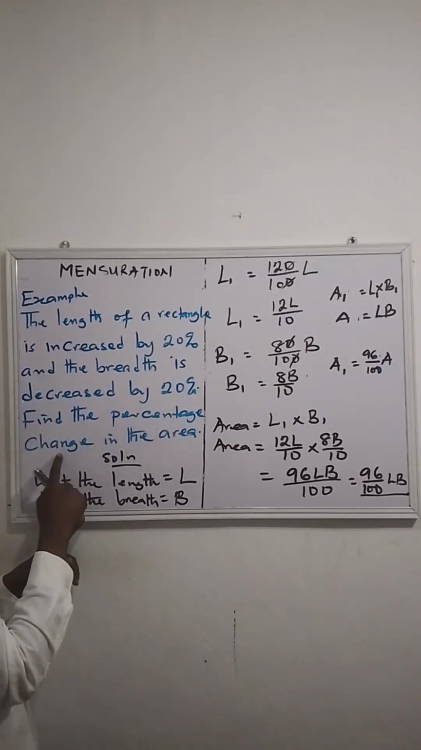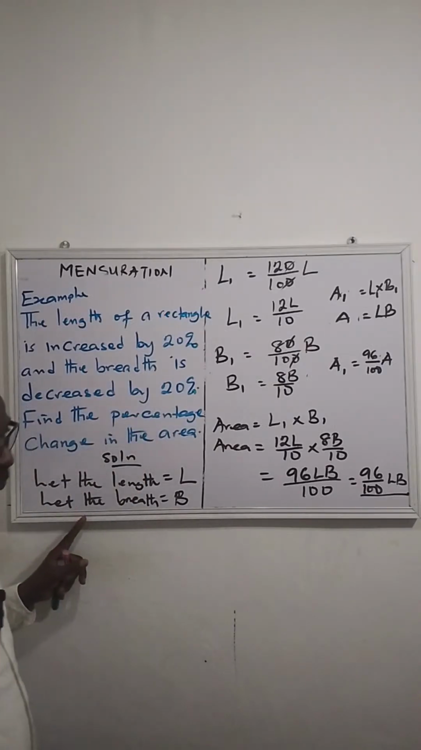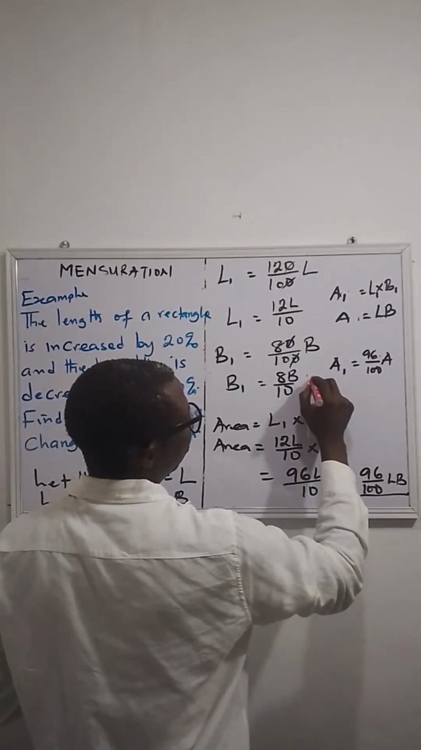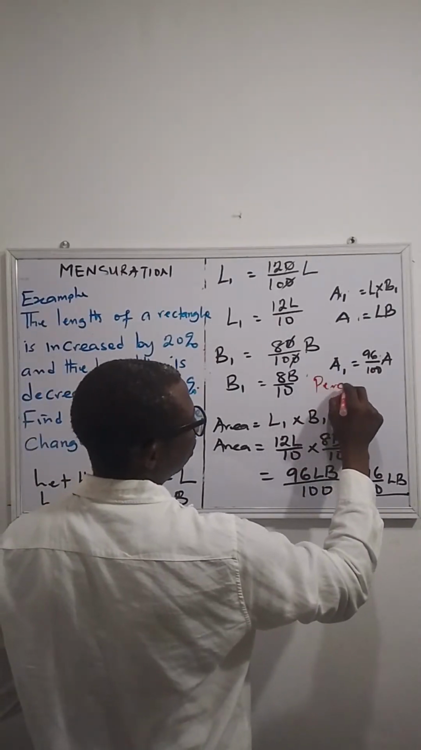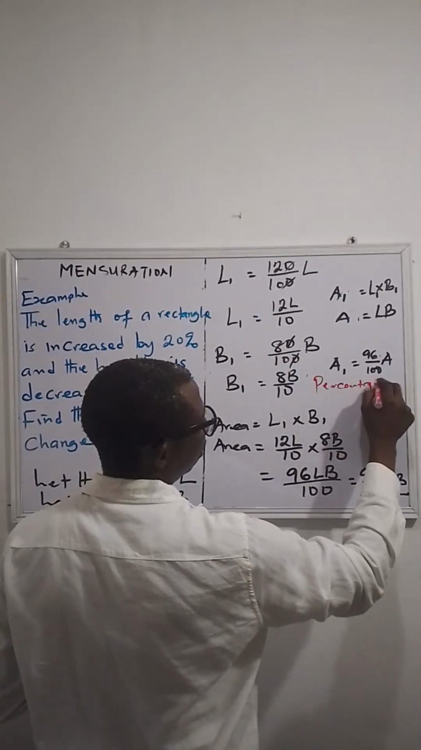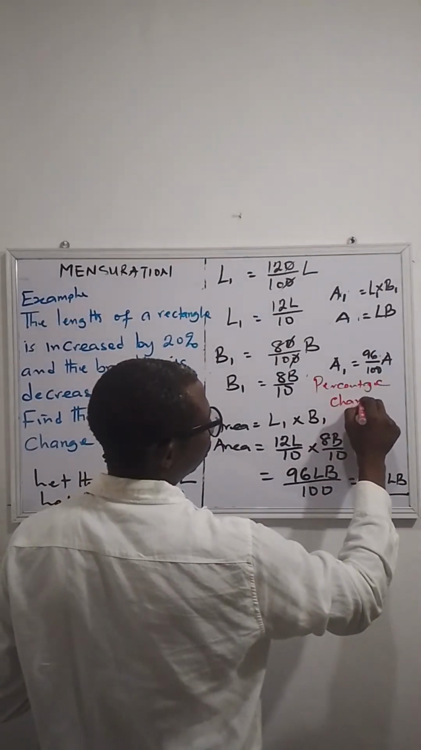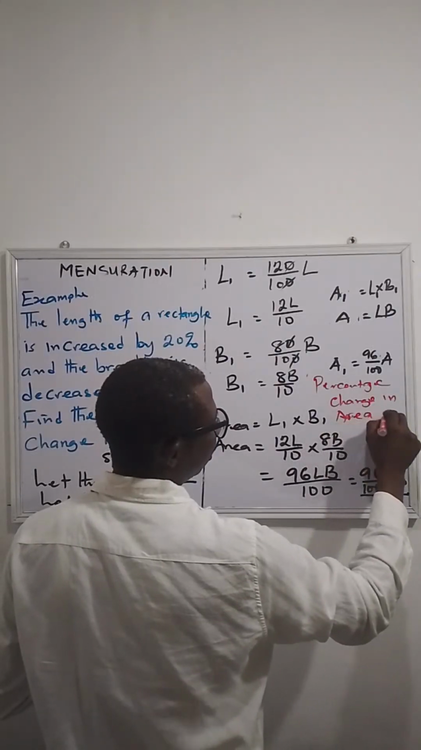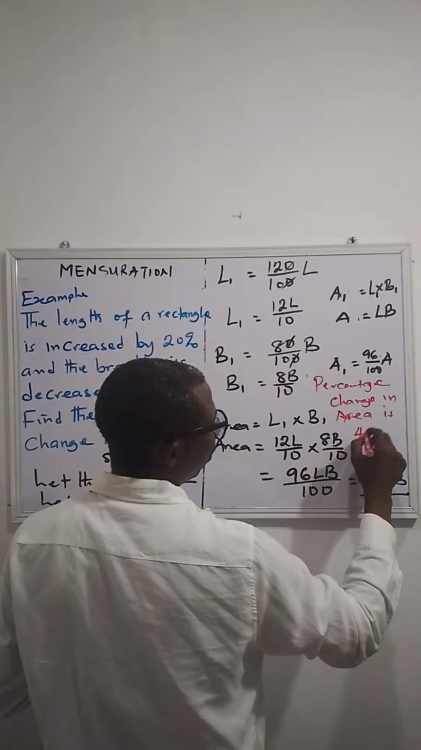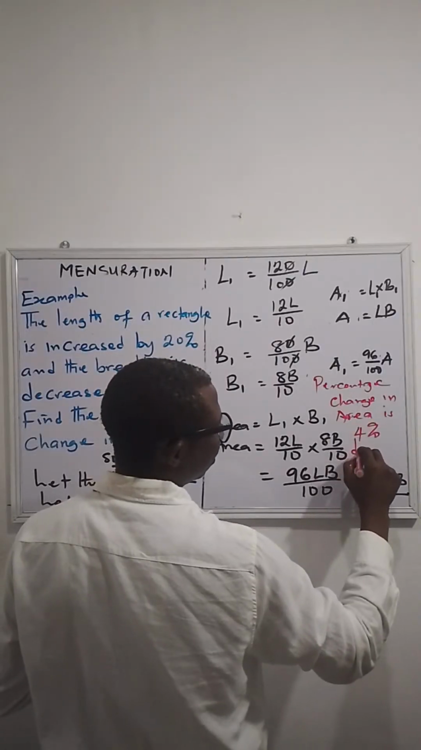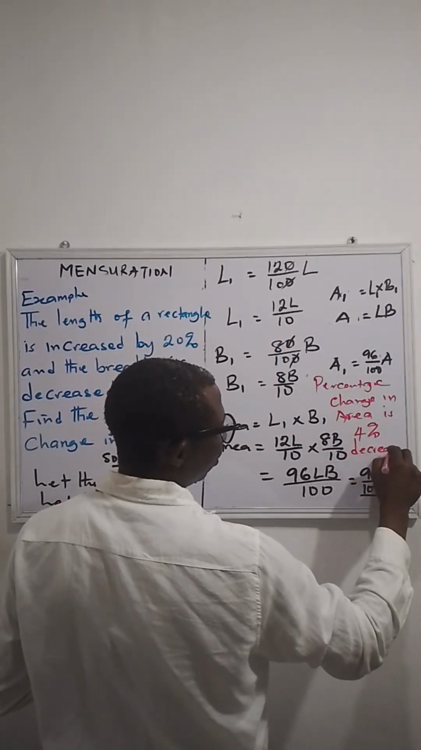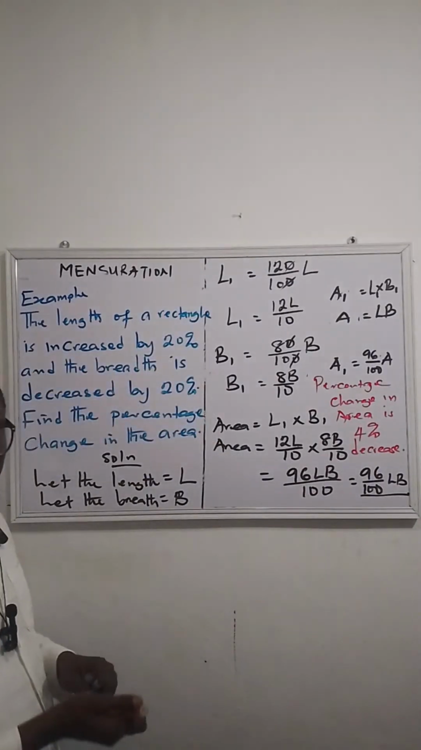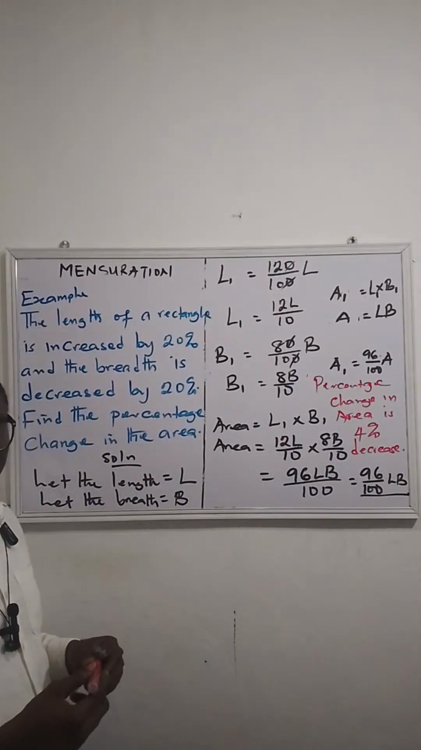Find the percentage change in the area. So we write that the percentage change in area is a 4% decrease. That is the answer to the problem. So I hope you all understand that.